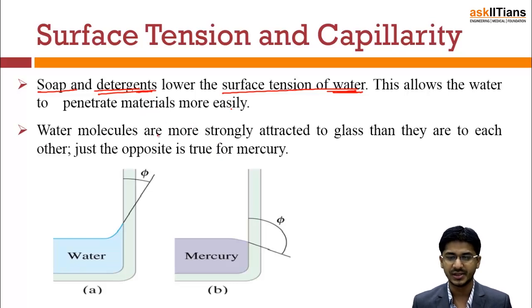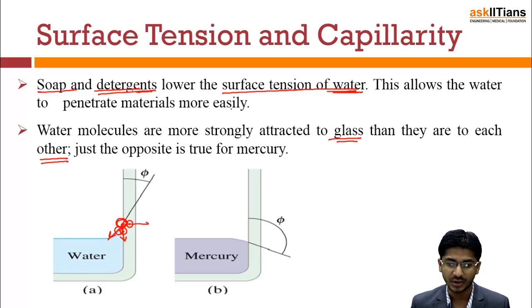Now water molecules are more strongly attracted to the glass than they are to each other. You see the water molecules here. Consider this molecule. This water molecule is attracted by a nearby water molecule with a force F. If you consider this molecule, which is of the glass, this force is smaller. This force F dash, and suppose this is F, then F dash is less than F.